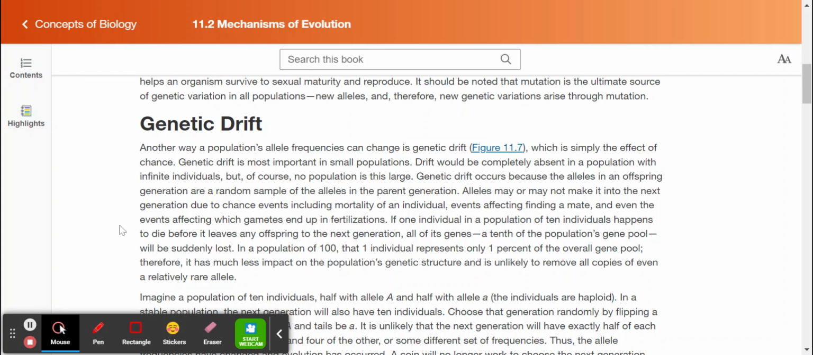If one individual in a population of 10 individuals happens to die before it leaves any offspring to the next generation, all of its genes, a tenth of the population's gene pool, will be suddenly lost. In a population of 100, that one individual represents only 1% of the overall gene pool. Therefore, it has much less impact on the population's genetic structure and is unlikely to remove all copies of even a relatively rare allele.